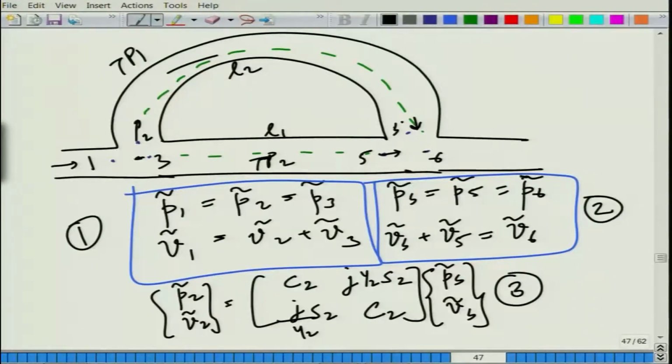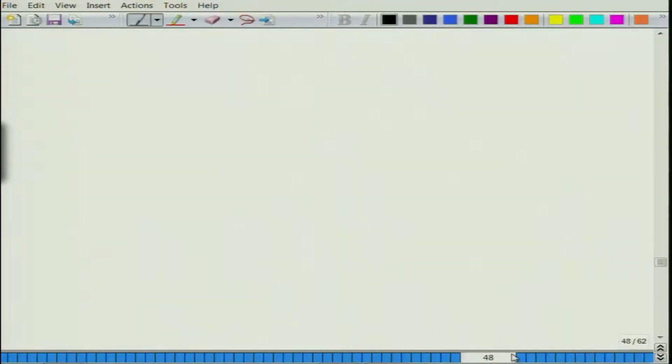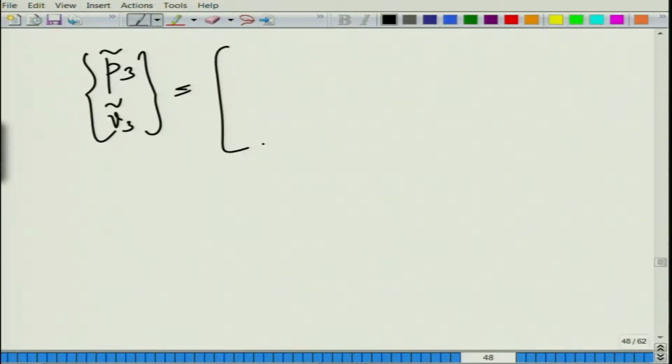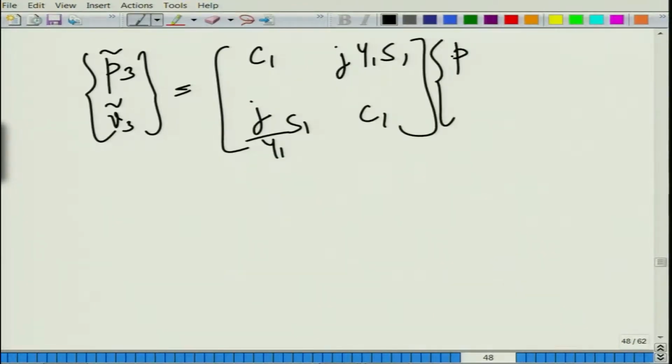Okay. Now, the transfer matrix that relates 3 and 5 would be something like this: P3 and V3 tilde is equal to what? C1, j Y1 S1, j by Y1 S1, and C1. Okay. And this is P5 and V5. So, we have now the relevant number of equations, let me call this as 4.